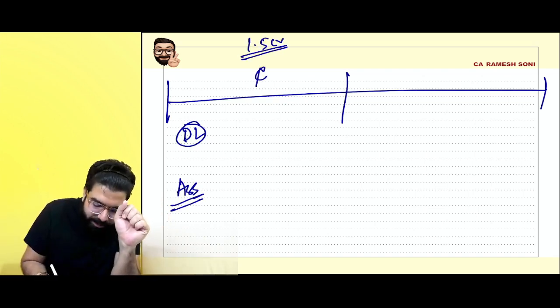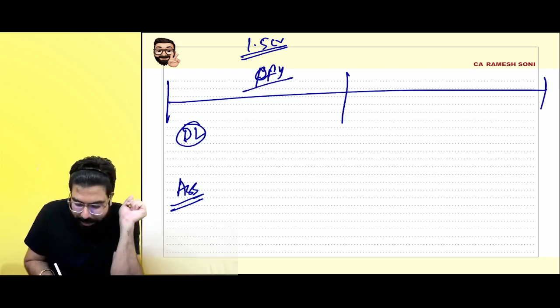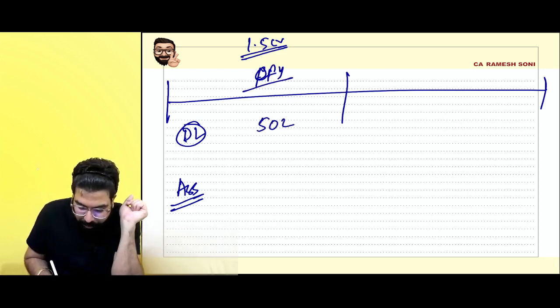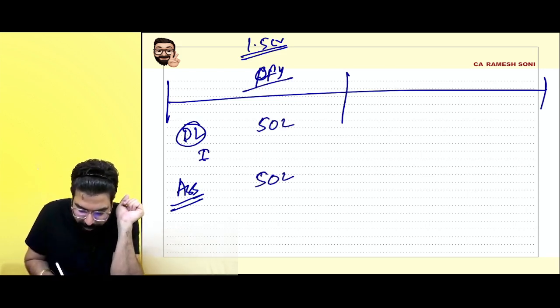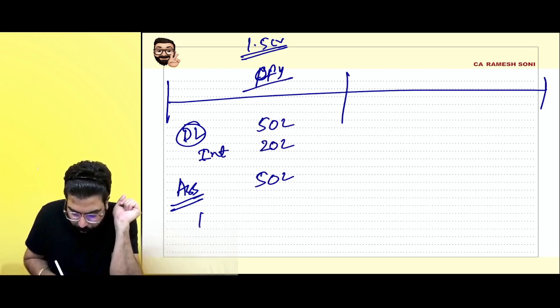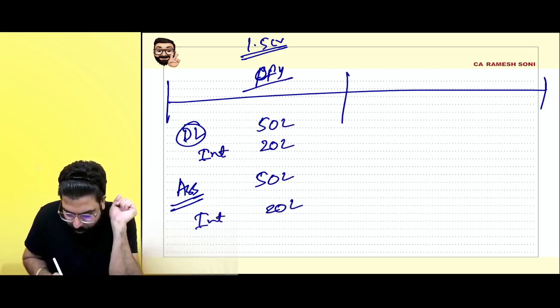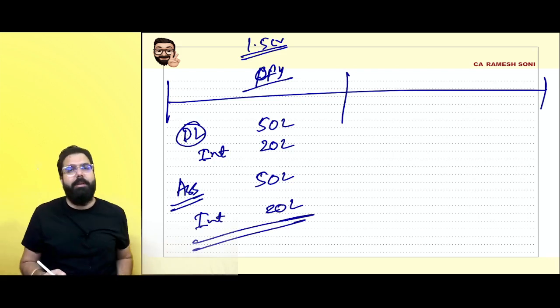Done. In the preceding financial year, for example, my turnover in Delhi was 50 lakh rupees. In Assam also the turnover was 50 lakh rupees. Interest income over here was 20 lakh rupees, and over here also 20 lakh rupees. Can you first of all tell me, sir, what was my turnover in the preceding financial year?